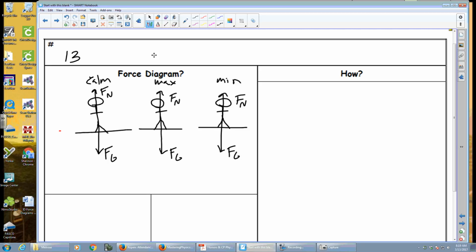Guys, show me who's working on this problem so I don't stare in the wrong places. Okay. Okay, good, just enough.